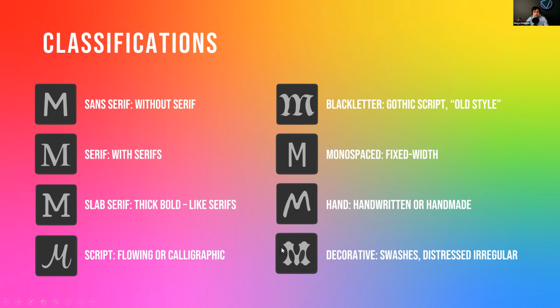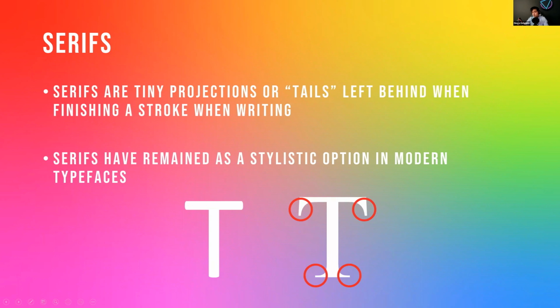All right, so moving on here. You probably heard me say the word serif several times during that last slide. Just to fill in anyone who doesn't know, a serif is a little tiny projection or a tail that's left behind when finishing a stroke while writing. Imagine you're using an old time flowing pen, and when you lift the pen off the page, you get that little extra piece of ink that falls off at the end. However, serifs have remained as a stylistic option in modern typefaces.